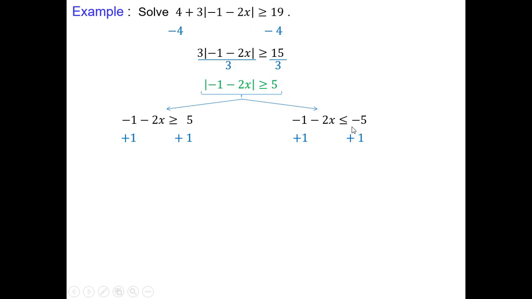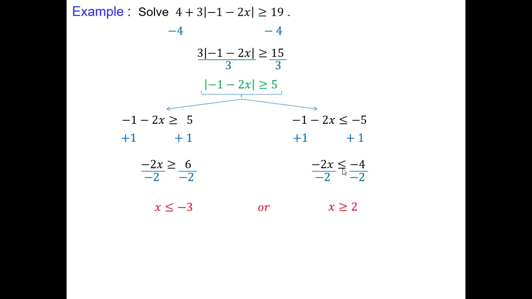So if I now add 1, I get negative 2x is greater than or equal to 6. But then over here I get negative 2x is less than or equal to negative 4. And now we have to divide by negative 2. Now this is where you need to remember that whenever you divide an inequality by a negative number, you have to flip the inequality sign. So I know that over on this side, this is going to turn into a less than or equal sign, while this will turn into a greater than or equal symbol. And now we have our answer.